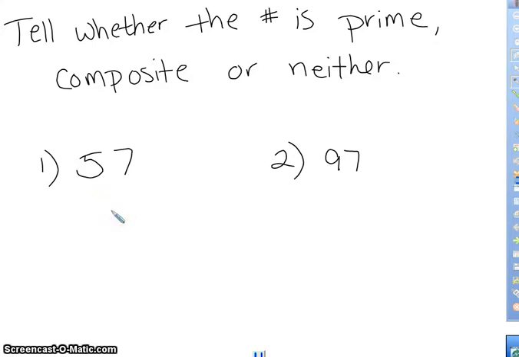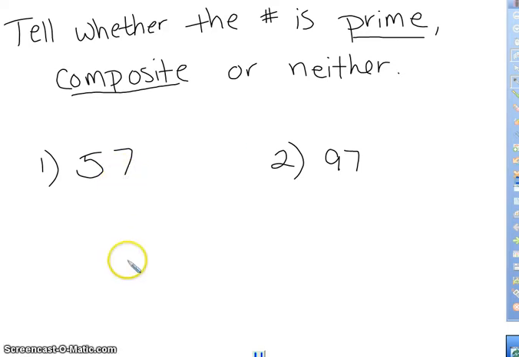did them correctly. So today we're going to determine whether the number is prime, composite, or neither. Remember, prime means that it has exactly two factors, and composite means that it has more than two factors. Neither would represent either a 0 or a 1.